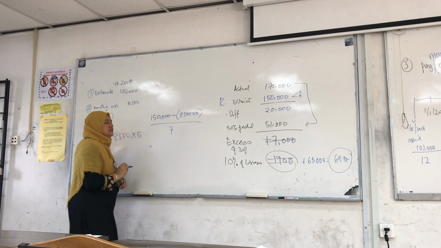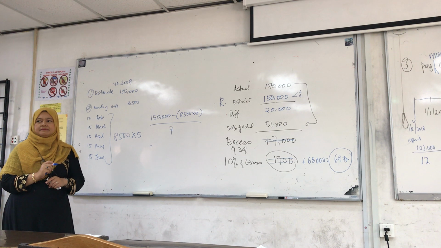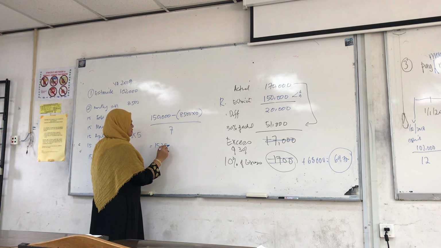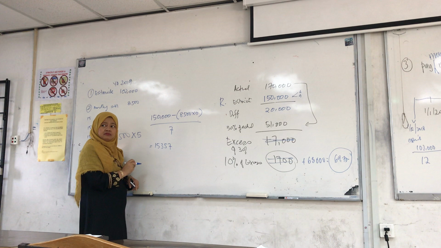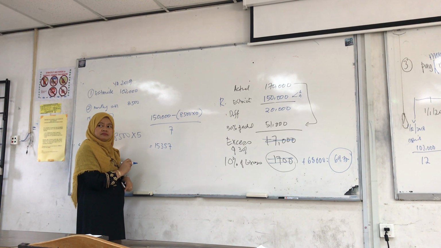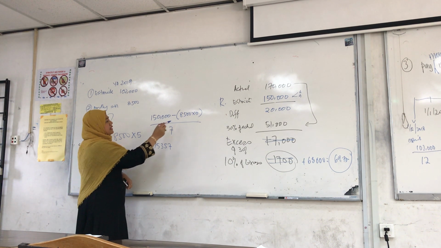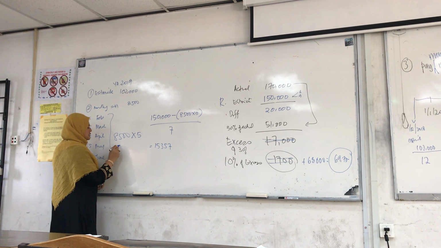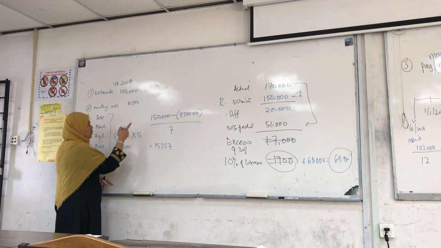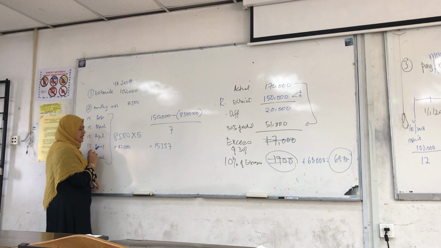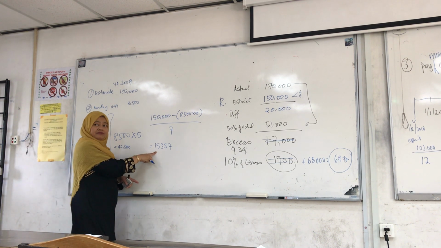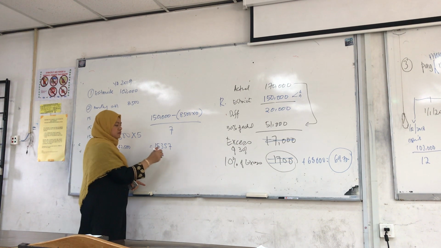How much is the new installment payment? How much is that? 15,357. 7,000? 15,000 now? Are you sure? Okay, you do 8,500 times 5 first. 42,500. Okay, this is what has been paid. So now 150,000 minus 42,500, divided by 7. 15,000 lah. So this is 15,357.14.